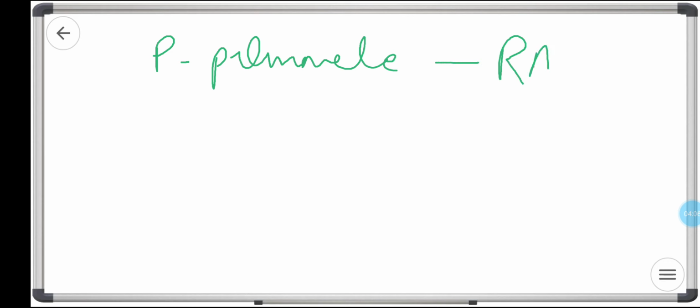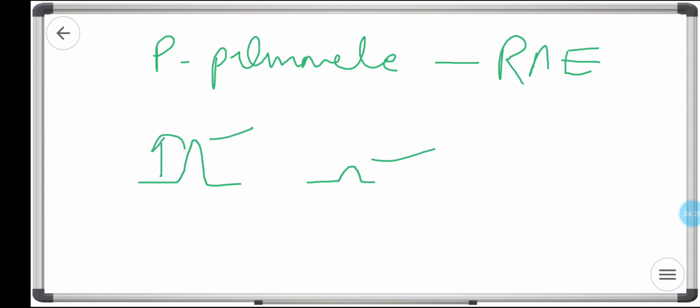The other one is the P pulmonale, also called the peaked P wave, and that is in right atrial enlargement. I'm going to show these two things, the P pulmonale and the P mitral, in real ECG strips in a few minutes. So that's a peaked P wave as compared to this normal P wave. It's taller than 2.5 small squares.